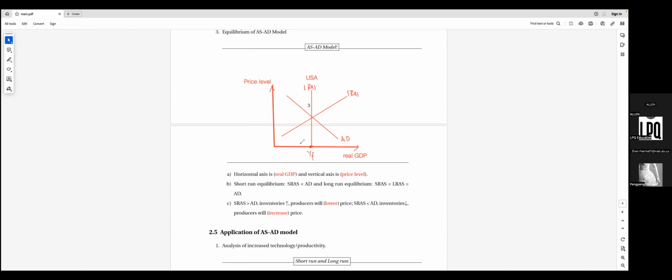Instead of talking about the long history, if we are discussing the more short run situation, the aggregate supply curve does, just like in microeconomics, slope positively. It's a positive sloping curve.